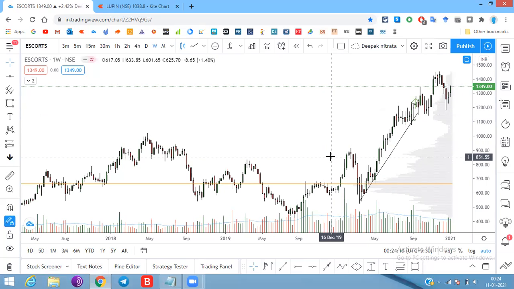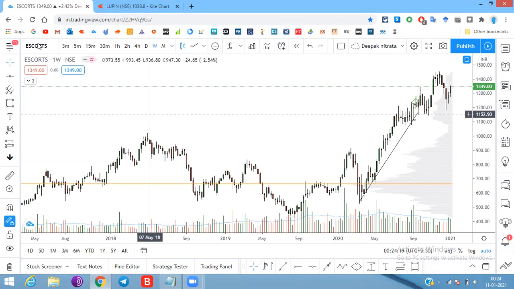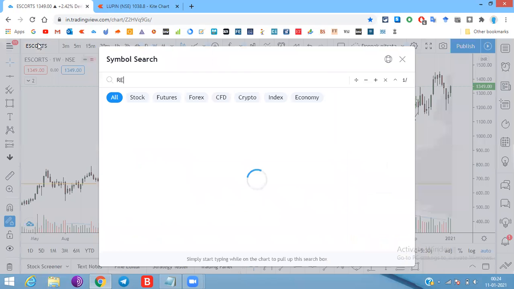So I haven't shown you guys the example of overhead high volume node resistance. That I'll show you in the example of Lupin only. Okay, let's take an example of Reliance.